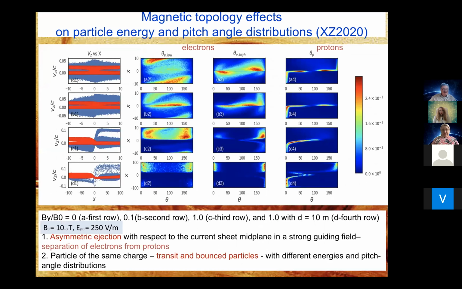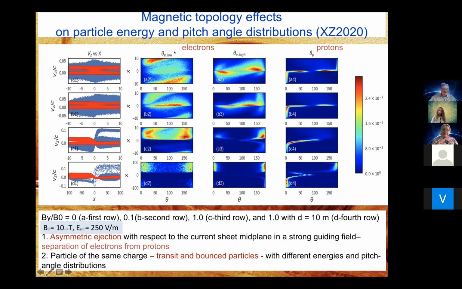What we did further with Kian Shah in the US Air Force project, we used the same phase field. This is the zero guiding field, so we don't have any separation, the first line. In the second line the guiding field is weak, 0.1 of the main magnetic field. This is a strong guiding field, equal to the main magnetic field Bz. The top current sheet has a thickness of 1 gyro radius of protons, and this bottom current sheet has a thickness of 10 gyro radii of protons.